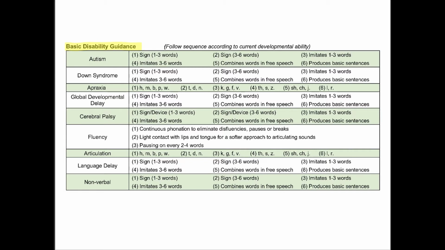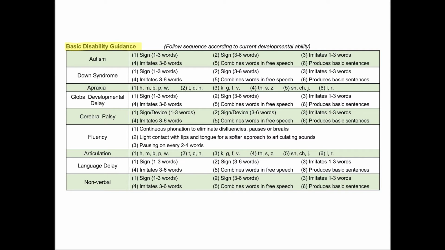If you look on the left-hand side of the card, you will see a list of different disabilities, and right across from each disability, there is a simple suggested sequence that you can follow when you are unsure of what kind of language skills you should be requiring of a child. You can go through the suggested sequence easily because they are numbered, step 1, step 2, step 3.